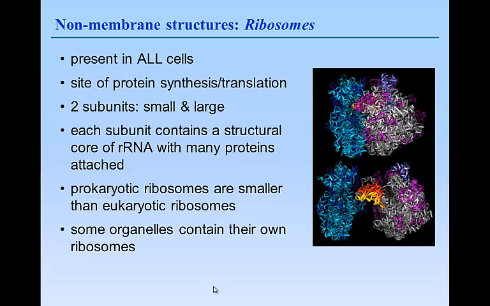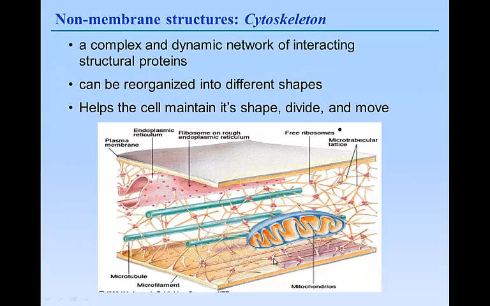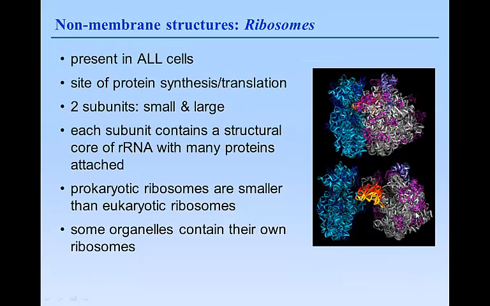Now their structure, we can say that they're not surrounded by a membrane, but they're composed of two subunits, a small and large subunit, and those subunits are made up of protein and RNA. Prokaryotic ribosomes and eukaryotic ribosomes are slightly different. It's also interesting to know that there are organelles that contain their very own ribosomes. So again, this is our first non-membrane-bound structure that you need to know inside the cell membrane.